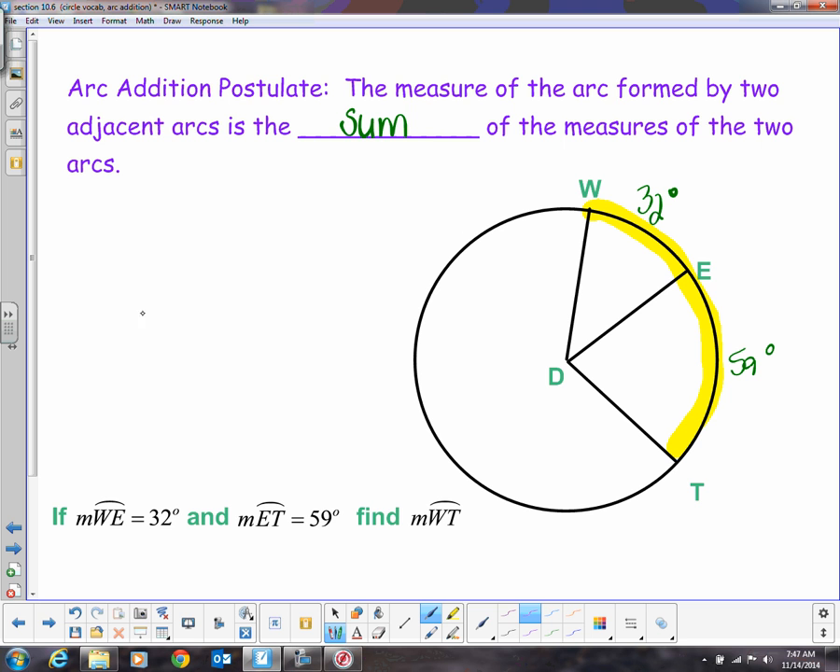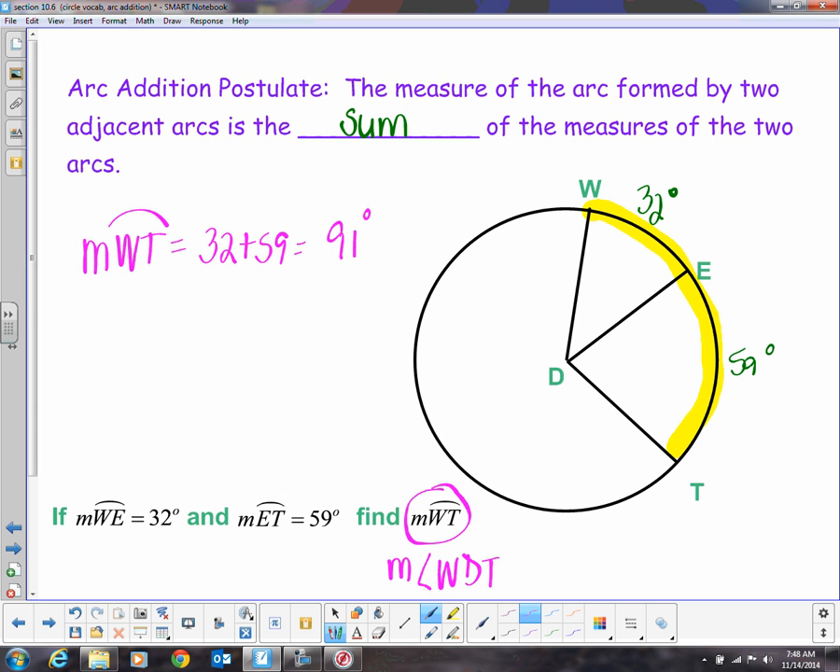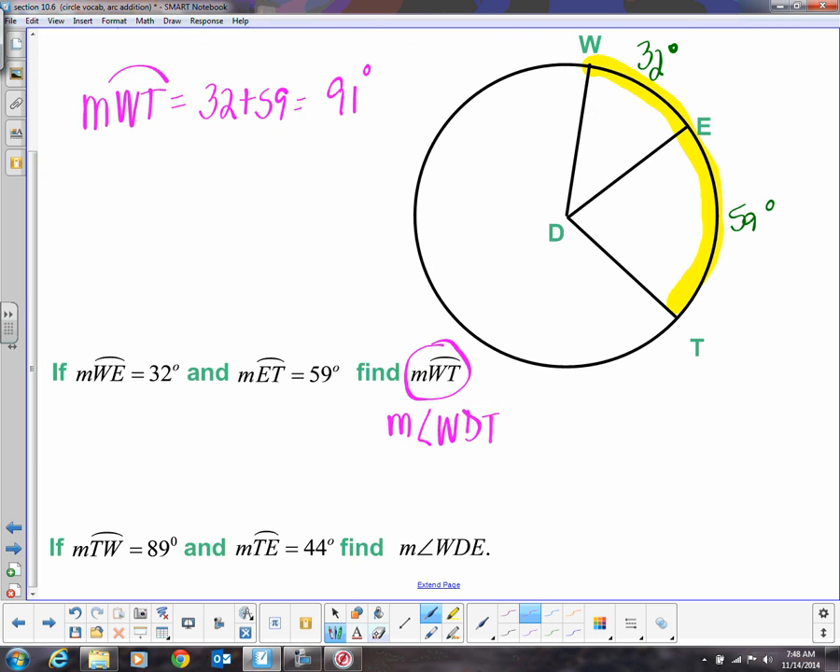What did you have to do to get to that? Do I have to see that addition? Yes. 32 plus 59 is equal to 91. Now, instead of this, I could have said, what's the measure of angle WDT? Why could I have done that? Because the measure of the central angle is the same as that arc. Just that arc. So, let me erase this. All right, so now I've got WT is 89. That means from here all the way over there is 89.